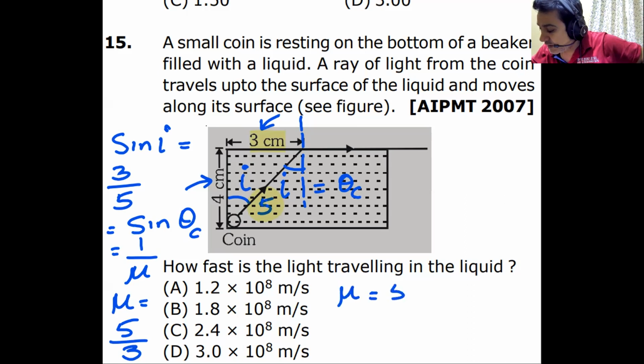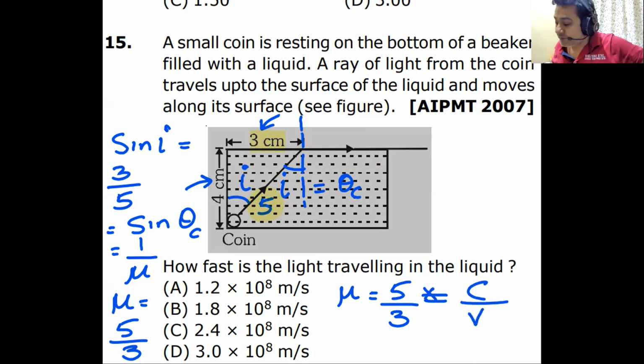From here I can find out the speed. Mu will be equal to c divided by v, where v is the speed of light in the medium. Now can you tell me the answer? V is equal to 3 by 5 times the speed of light. Speed of light you must know.